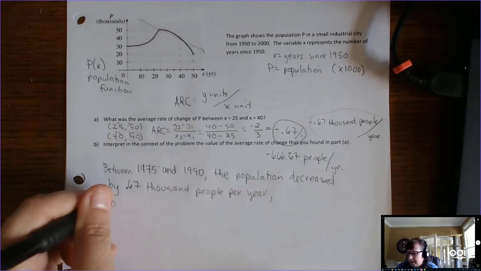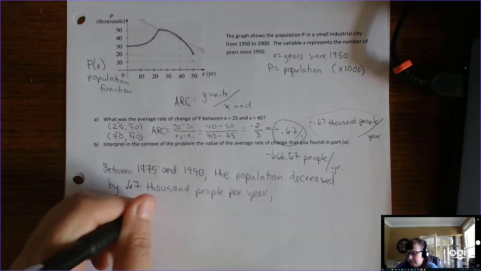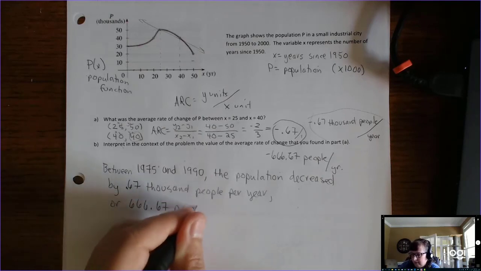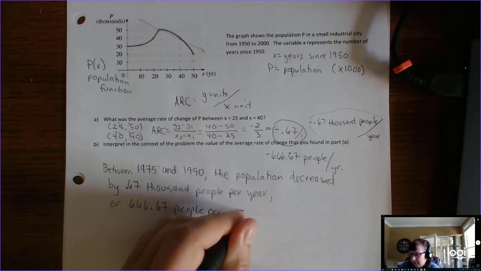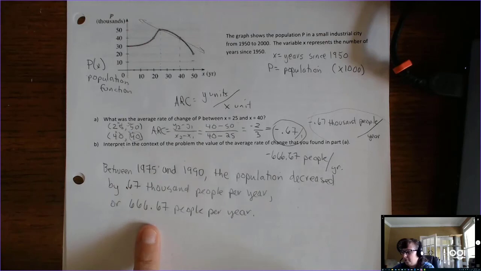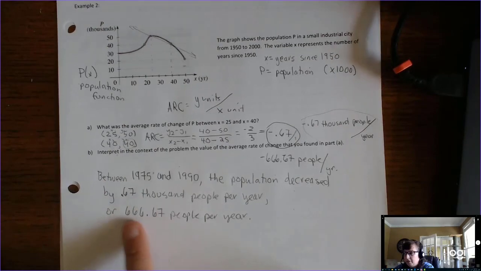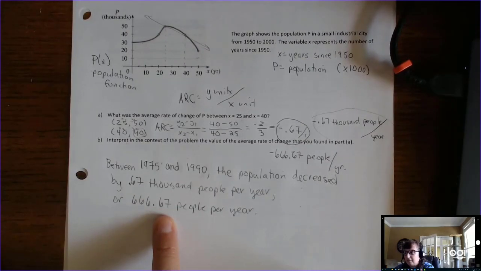Or you could say, like I said, 666.67 people per year. Notice that I don't mind the decimal. Please don't round up your person. I don't want you to do that. I want you to round it to the hundredths place is usually what we want. So either one, 0.67 thousand people per year or 666.67 people per year.